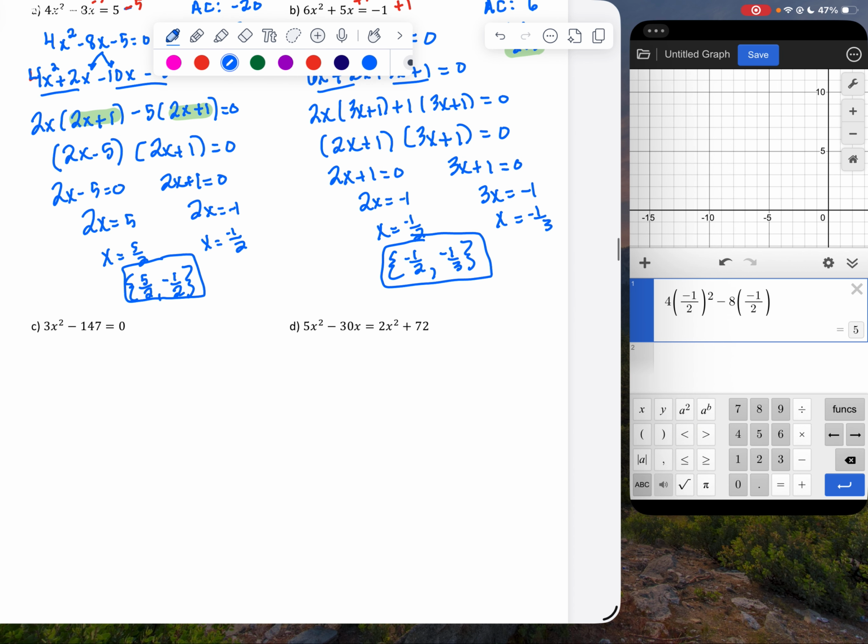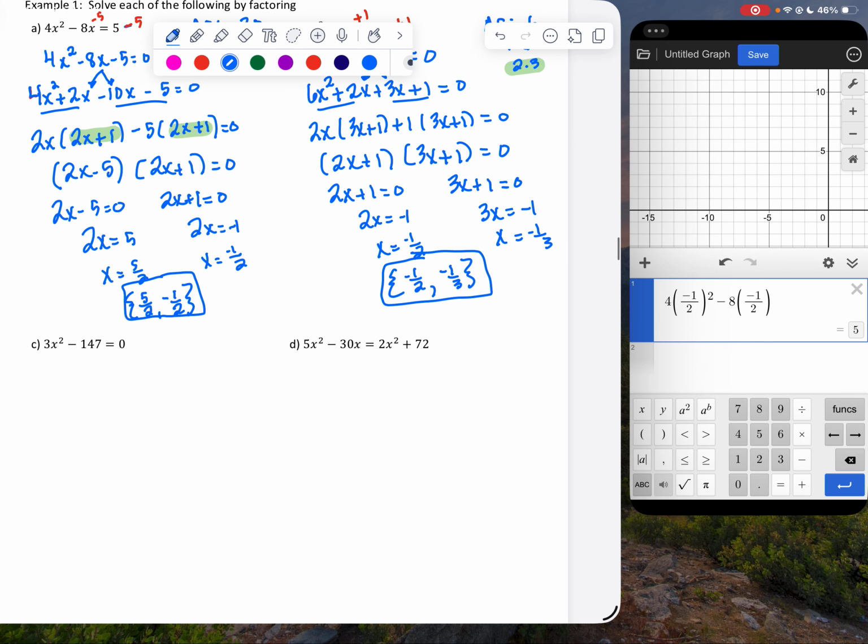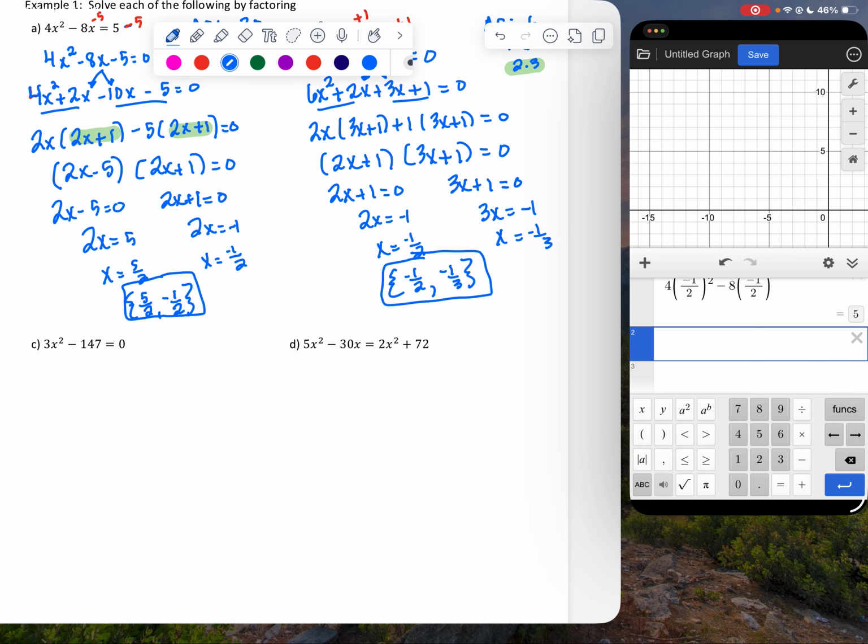All right, problem C. We have 3x squared minus 147. Now here in this problem, we only have two terms. So when you only have two terms, the first thing you do is look for a common factor. So I want the common factor of 3x squared minus 147. Now those numbers are both odd, so I know I can't use 2 as my common factor. I'm wondering if I could use 3 as my common factor.